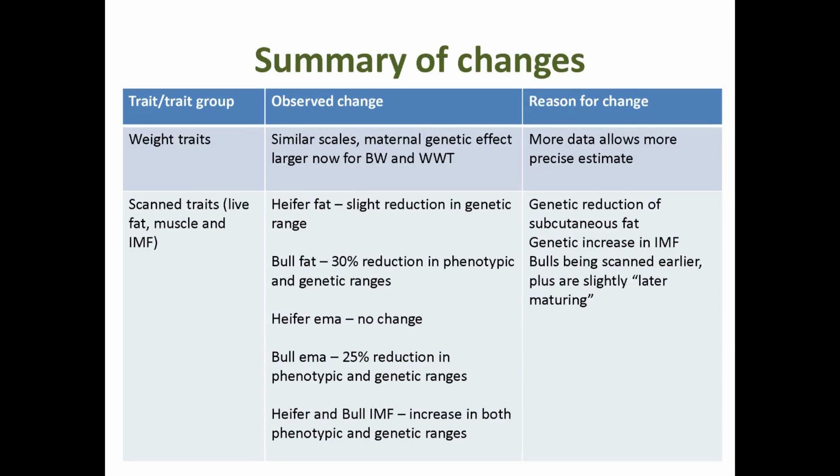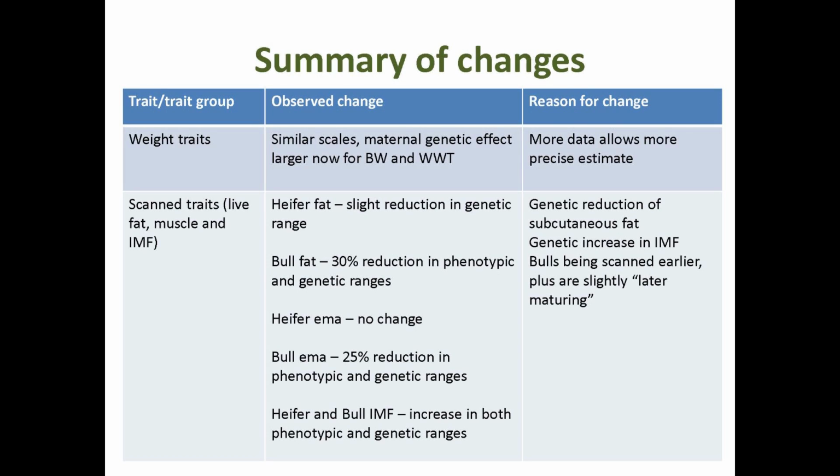The first group of traits I'll touch on is the weight traits, so it's birth weight, 200 day, 400 day, 600 day and mature cow weight. And what we found is that, first of all, the genetic range, I've called it scale there, by which I mean how widely spread animals are genetically, the scales are all pretty much what we thought they were.